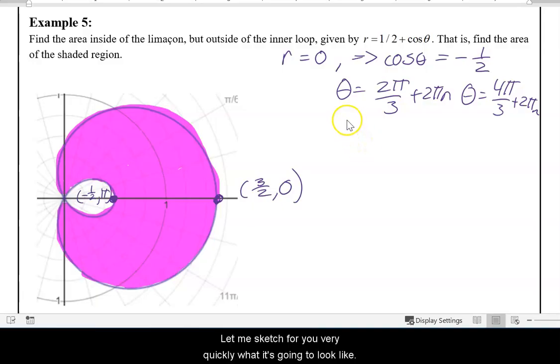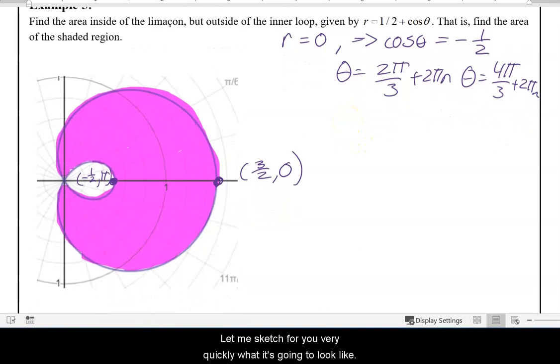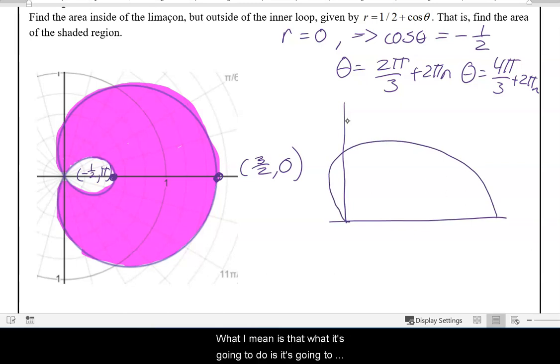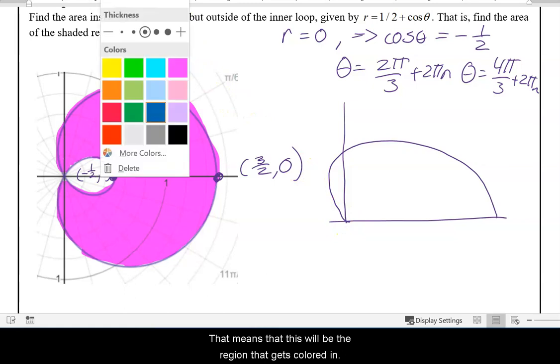Let me sketch for you very quickly what it's going to look like. What we've got is the graph coming around and stopping at the pole. What I mean is that it's going to treat this part of the polar axis here like a windshield wiper blade, and it's going to sweep out all this region around to here. That means that this will be the region that gets colored in.